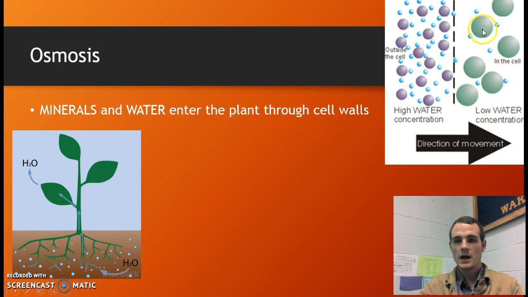If you notice in the image on the right here, if there's a lower concentration of water on one side of the cell wall, this black line in the middle, and there's a higher concentration on the other side, then that water is going to, through the process of osmosis, move through that cell wall so there's an equilibrium, or an equal balanced amount of water on both sides. And this is how plants absorb water and nutrients through the soil into the plant.